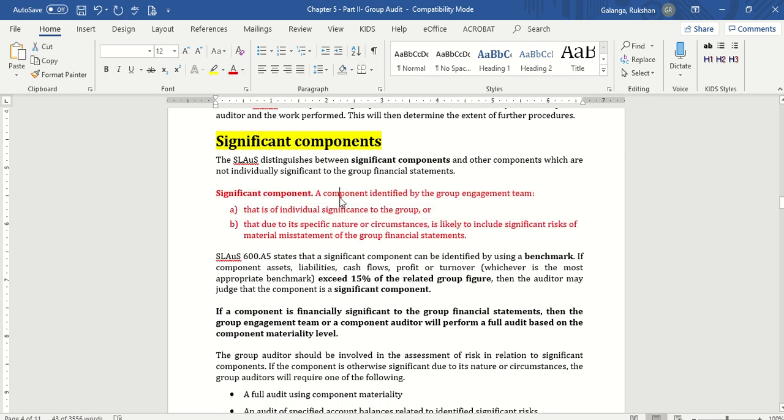Significant component is a component identified by the group engagement team. Who identify this? Group engagement. ඒ කියන්නේ group audit එක කරන කෙනා තමයි identify කරන්නේ. That is of individual significance to the group. මෙයා අර group එකේ හරි significant කෙනෙක්.